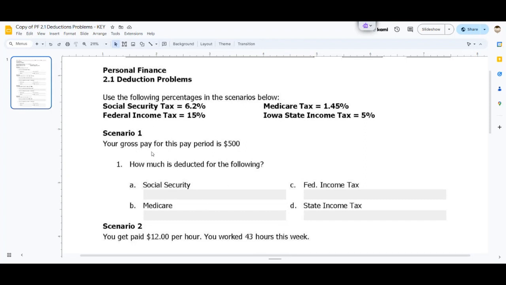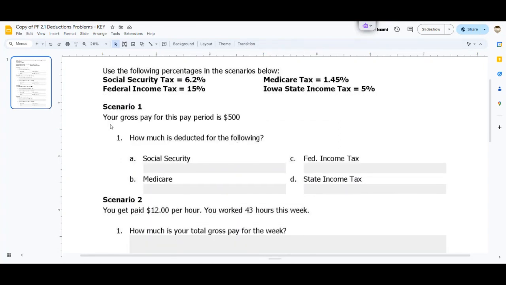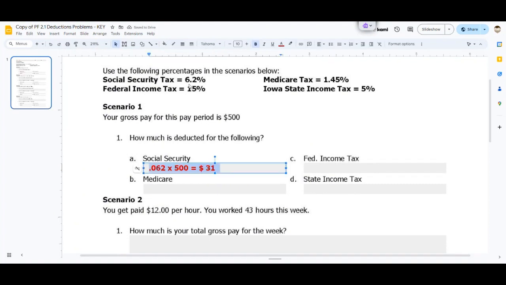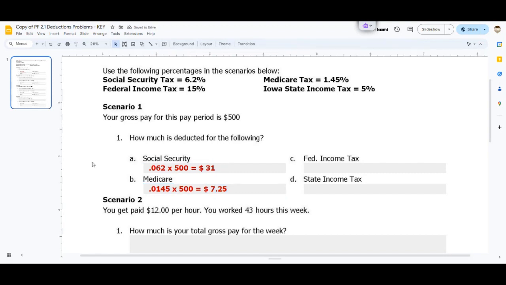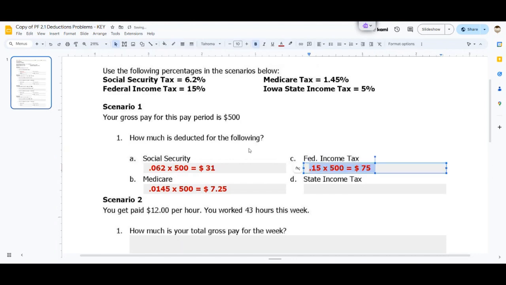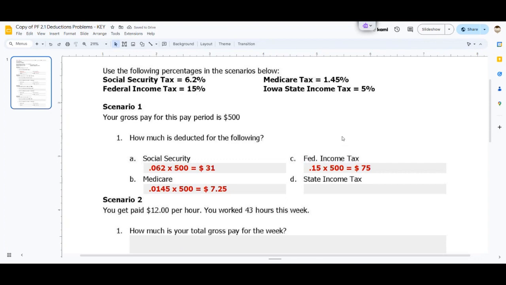All right, so scenario 1, your gross pay for the pay period is $500. So all we need to do is take $500 times the percentage for each of the appropriate taxes, right? For Social Security, we're going to take 6.2% or 0.062 times our 500, and that comes out to be $31. For Medicare, 0.0145, that's about 1.45%, so as a decimal, 0.0145 times 500 is $7.25. For federal income tax, we're using that 15%, or 0.15 times our 500, is $75. And then state is 0.05 times 500, that's $25.